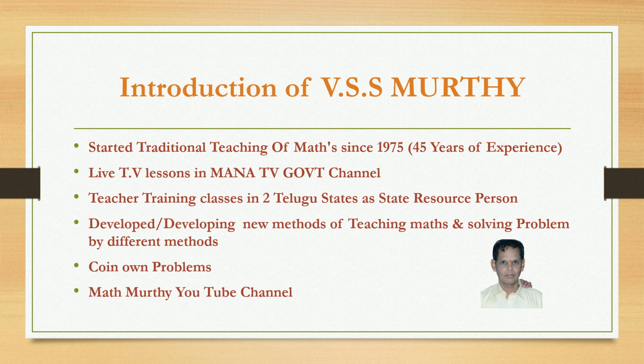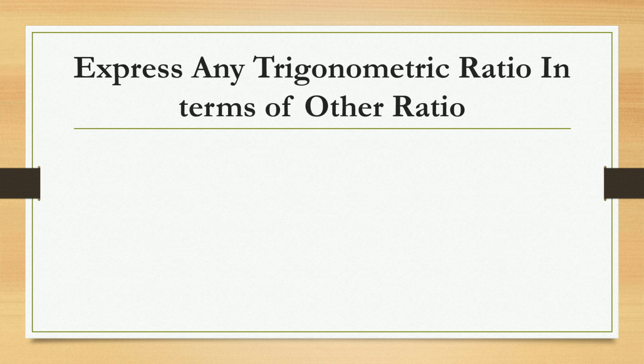Generally, after introduction of trigonometric ratios, we will directly enter into the problems. It's not possible to express one trigonometric ratio in terms of other trigonometric ratio as per the syllabus or textbooks without the introduction of actual trigonometric identities.